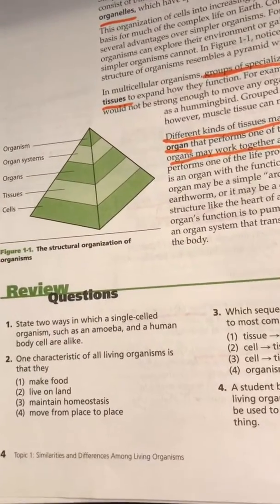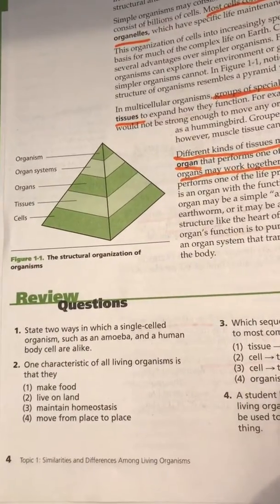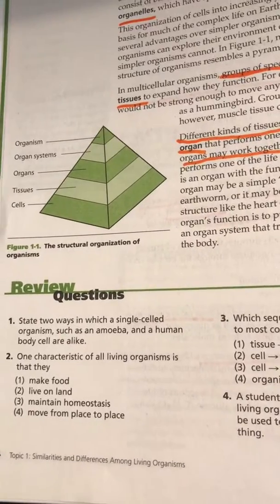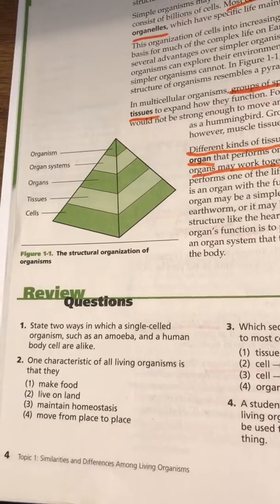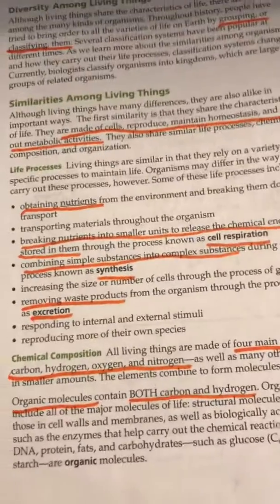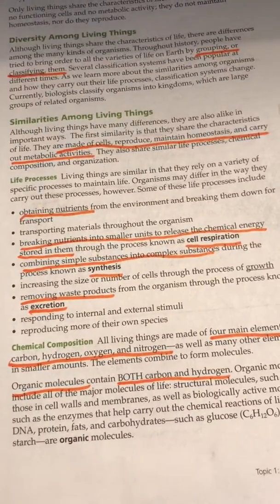Number 2, one characteristic of all living organisms is that they 1. Make food, 2. Live on land, 3. Maintain homeostasis, or 4. Move from place to place. Again, you can probably find that here under life processes.